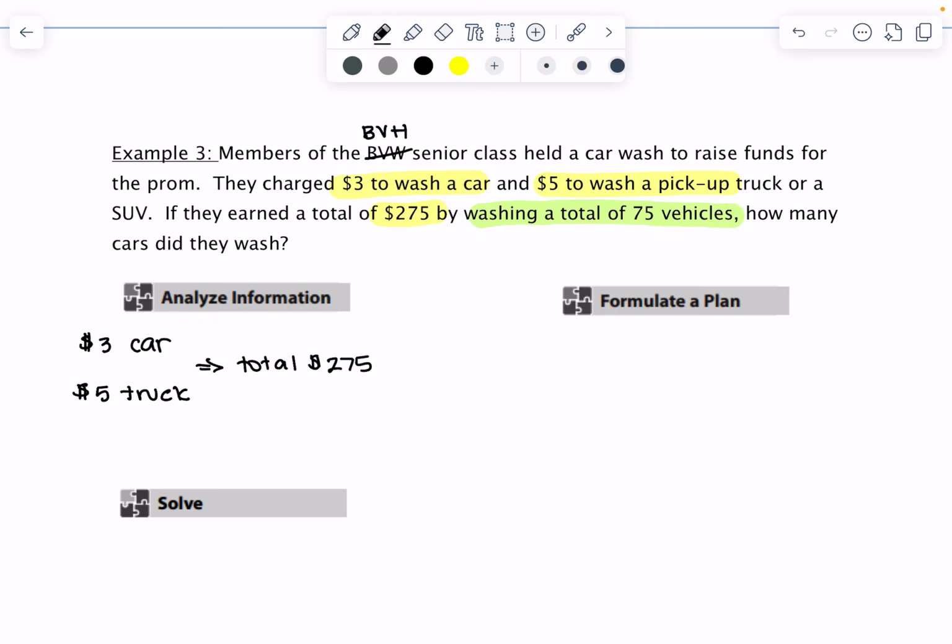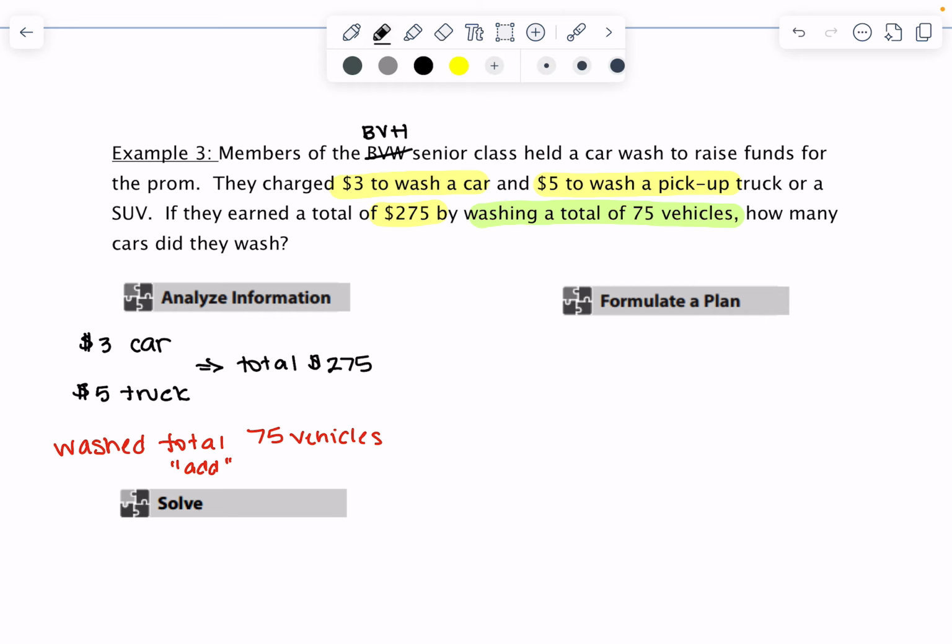The other piece of information I know is that they washed a total of 75 vehicles. So that's my other bit of information. So they washed a total, and when I think total, I think adding, 75 vehicles. So that's me summarizing the information. Now, if I want to formulate a plan, I need to figure out what I don't know. I don't know how many cars they washed altogether. And I don't know how many trucks they washed altogether.